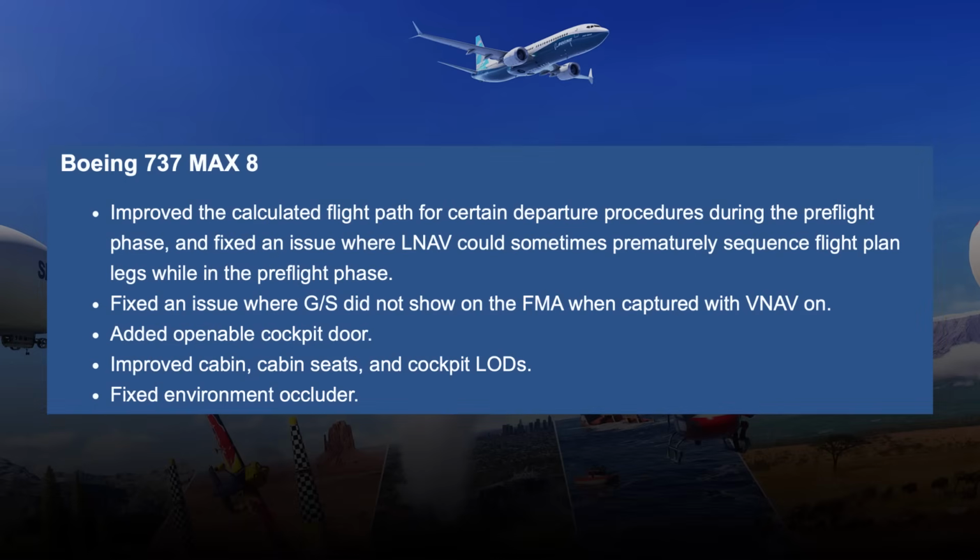The Boeing 737 MAX 8 improved the calculated flight path for certain departure procedures during the pre-flight phase and fixed an issue where LNAV could sometimes prematurely sequence flight plan legs while in the pre-flight phase. Fixed an issue where the GS, I'm assuming ground speed, did not show on the FMA when captured with VNAV on, added openable cockpit door, improved cabin seats and cockpit LODs, and fixed environment oscillator. Or occluder. Occluder. We got there.